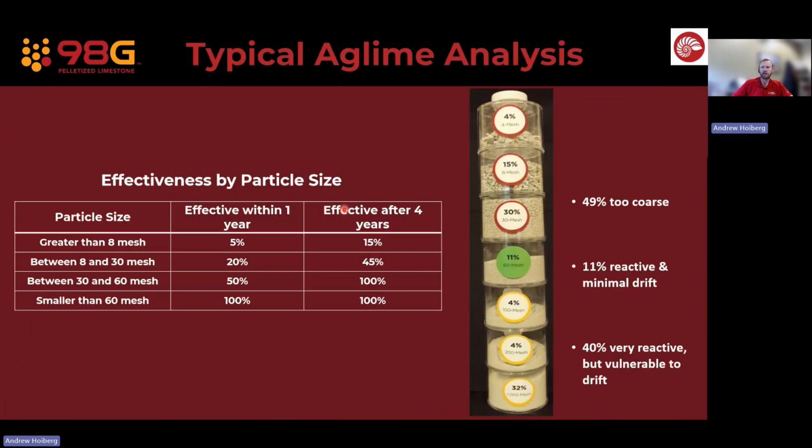We'll talk a little bit more about that on this one. So when we look at the effectiveness by particle size, if you look at the effectiveness within 1 year of application, you can see that 8 mesh and above is going to be 5% or less. Between 8 and 30 mesh, only about 20% available. Between 30 and 60, you're getting closer to 50%, and then 60 or smaller, you've got closer to 100% availability. And so that's why most states stop at the 60.